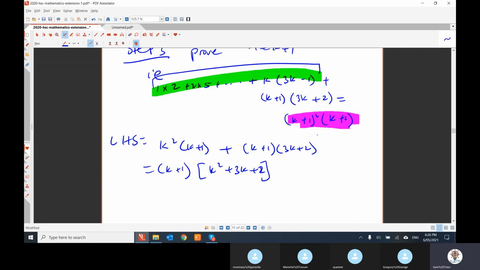Can we see it straight away? k plus 1, k plus 2. Yeah, so you just write it. I mean, done. Equals right-hand side, therefore true by mathematical induction. Done. Move on. Do it in your own time. Do it slower if you want to.